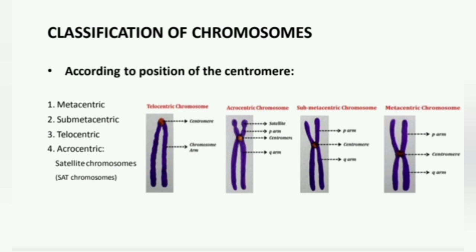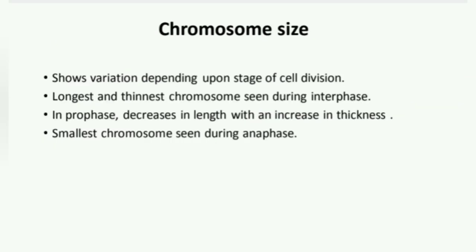Now we have to know the classification of chromosome. According to the position of centromere, there are four types of chromosomes: metacentric, submetacentric, telocentric and acrocentric. You can see the centromere position because it is based on the position of centromere. Chromosome size shows variation depending upon the stage of cell division. Longest and thinnest chromosome is seen during interphase. In prophase, length decreases and thickness increases. Smallest chromosome is seen during anaphase.